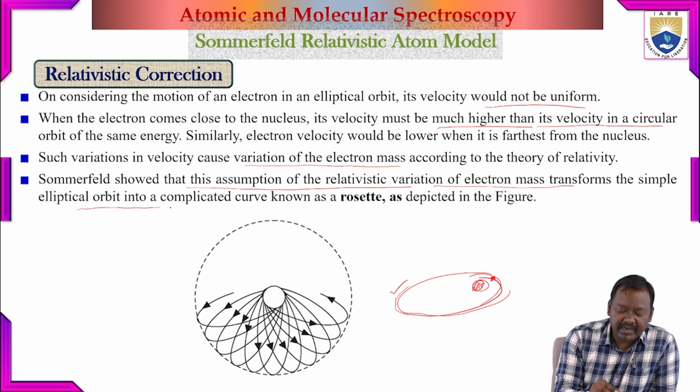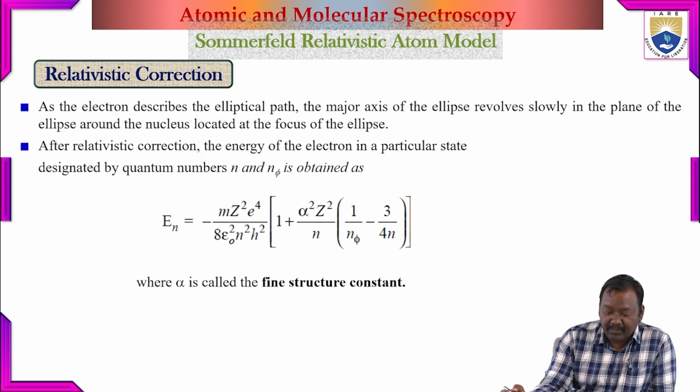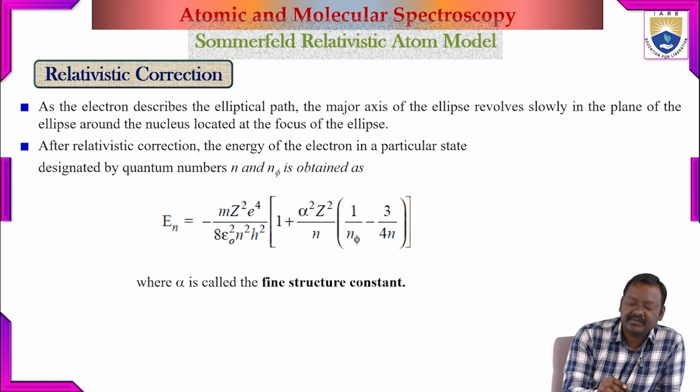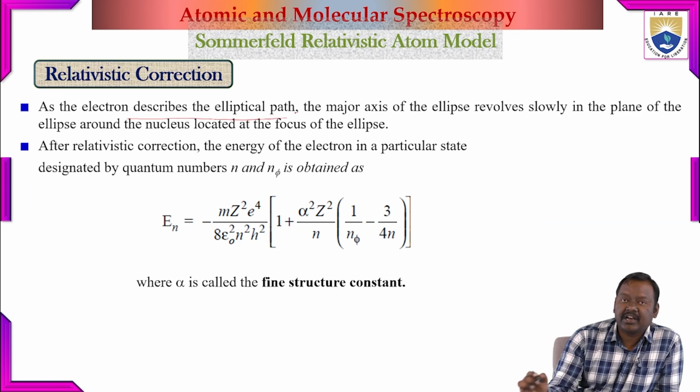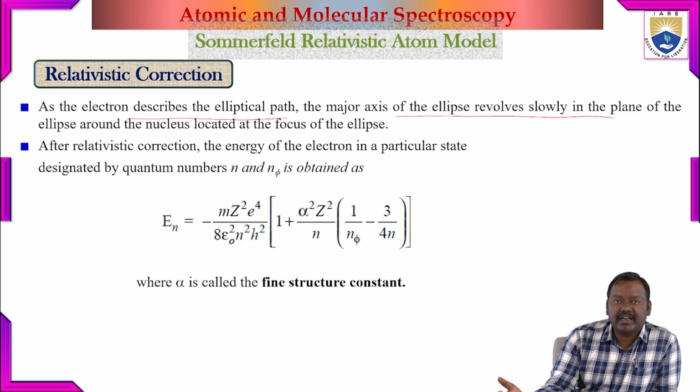So Sommerfeld showed that this assumption of the relativistic variation of the electron mass transforms the simple elliptical orbit into a complicated curve known as a rosette, as shown in this diagram. According to his proposal, the electron revolves in elliptical orbits and the plane of the orbit also changes. So as the electron describes the elliptical path, the major axis of the ellipse revolves slowly in the plane of the ellipse around the nucleus located at the focus of the ellipse.